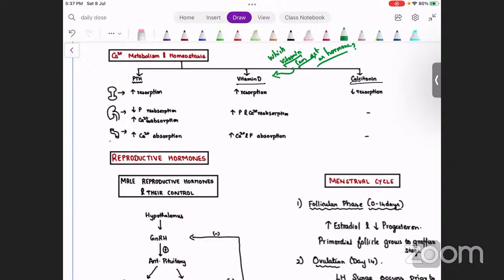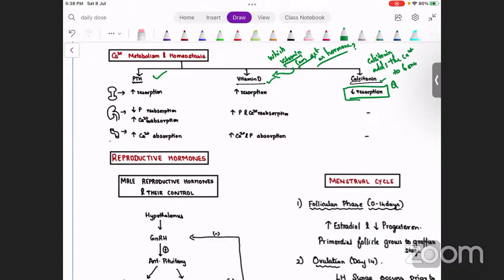Okay, 1,25 dihydroxy cholecalciferol. So speaking about calcium metabolism and homeostasis, three hormones are mediating it: PTH, vitamin D, and calcitonin. Calcitonin adds the calcium to bone. Remember that. So it will decrease the resorption of bone. Very, very important MCQ. They ask this question more and more as an exception or in terms of negation.